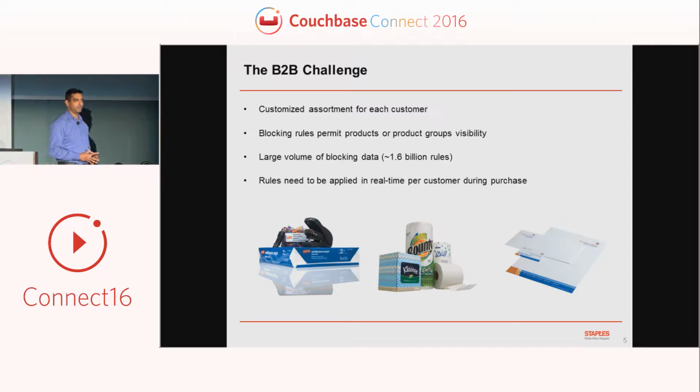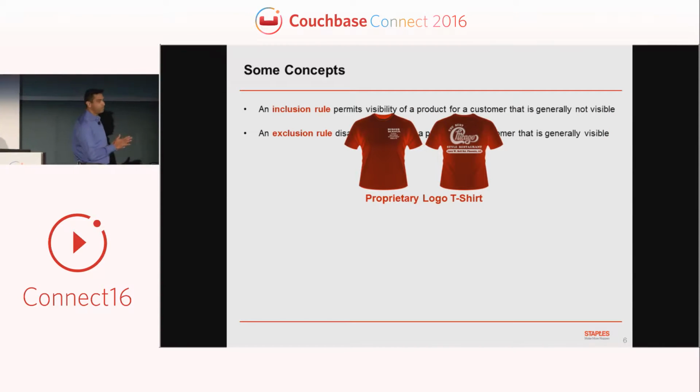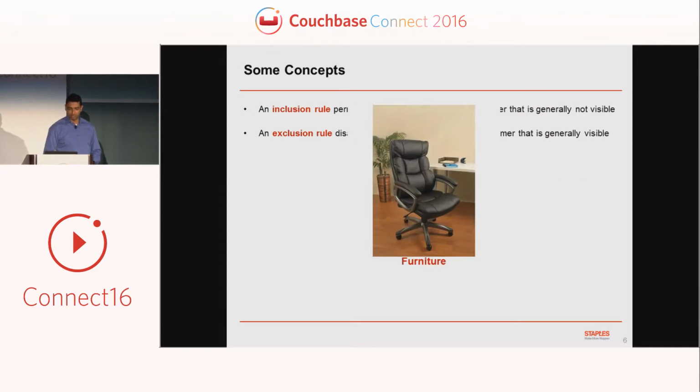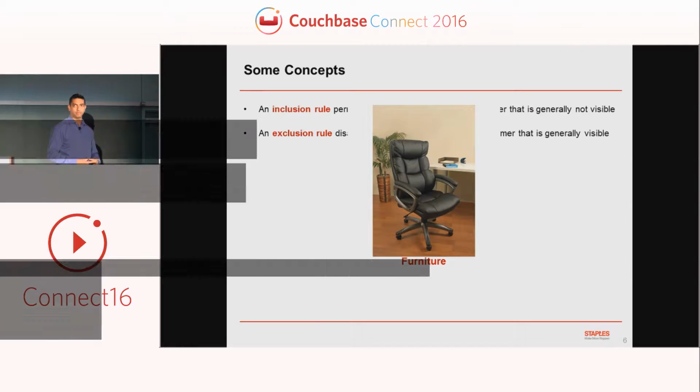One of the things that our customers also get, being a B2B customer, is that you get to choose what your assortment should be. An example of an inclusion rule is a proprietary logo t-shirt. So in this case, Burger Mania restaurants, who may be a customer of Staples, does not want any other customer ordering Burger Mania t-shirts. Exclusion rules, on the other hand, an example is furniture. So a customer may decide that Staples is not their preferred vendor for the furniture market.